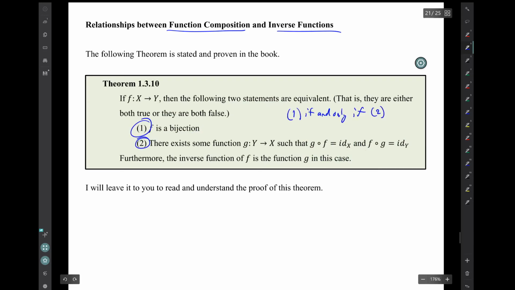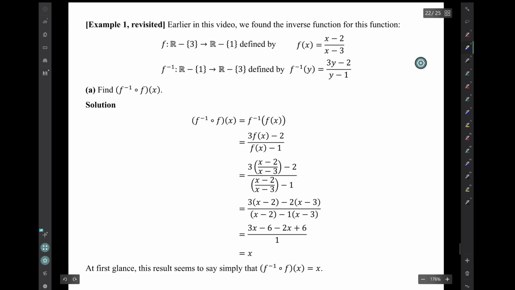That's the way the book would say it. But I like to just say that those statements are equivalent. They're either both true or they're both false. That's what it means to say 1 if and only if 2. And furthermore, in the case that they're both true, the inverse function of f is the function g in this case. I'll leave it to you to read the book and understand the proof of that theorem.